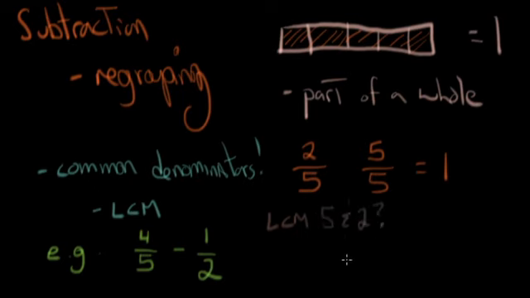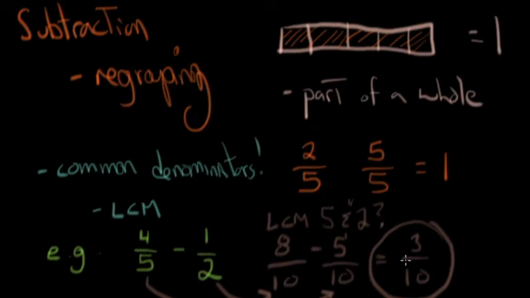The easiest way to get a multiple, not necessarily the LCM, is to just multiply them together. So what's 5 times 2? It's going to be 10. So I'm going to turn both of these fractions into tenths. 5 turns into 10 by multiplying by 2, so I multiply the 4 by 2 and get 8. And the 2 multiplies by 5 to get to 10, so I multiply the 1 by 5 and get 5. So we end up getting 8 minus 5, which is just 3 over 10. The denominator stays the same. So it's 3 over 10. That's your basic fraction problem.